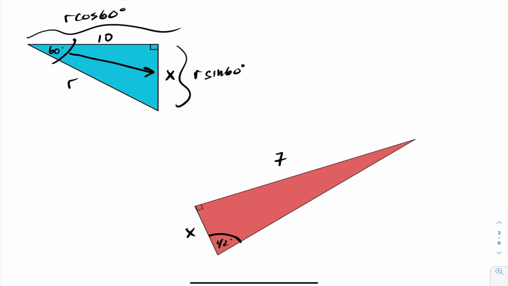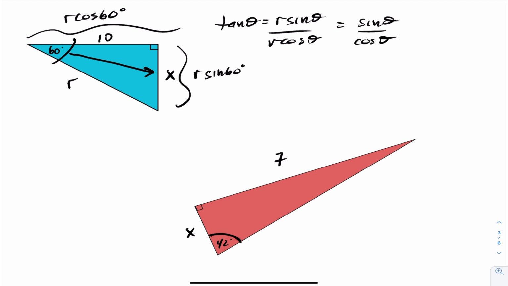It turns out there's another trigonometric ratio that is studied. It is called the tan of theta. And the tan of theta is r sine theta over r cos theta, which a lot of times is simplified to just sine theta over cos theta. So this is another trig ratio that you'll find on your calculator. In this situation, if I want to solve for the length x here, you're going to use your tan ratio. You can't solve it using sine or cos. We're going to solve it using our tan ratio.